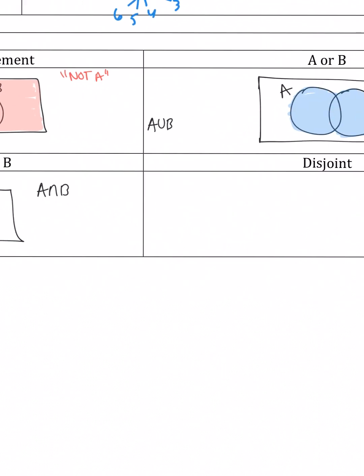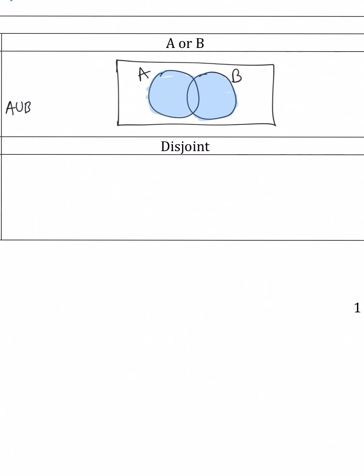And the last one is disjoint. What does disjoint look like? This means there are no common outcomes between the two events. They don't overlap at all. They're separate. They have space, okay? A and then B completely separate and far away.